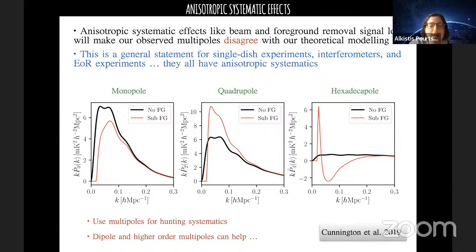So the suggestion here is that we can use multipoles for hunting systematics. In fact, things like the dipole and higher order multipoles, in my opinion, can help a lot, because they might not contain cosmological information at all, but they should really be 0. So we should always be checking them. And I think that the weird systematics that we have in 21 centimeter experiments will result in very big signatures in this dipole and higher order multipoles. So I think they can help us a lot.